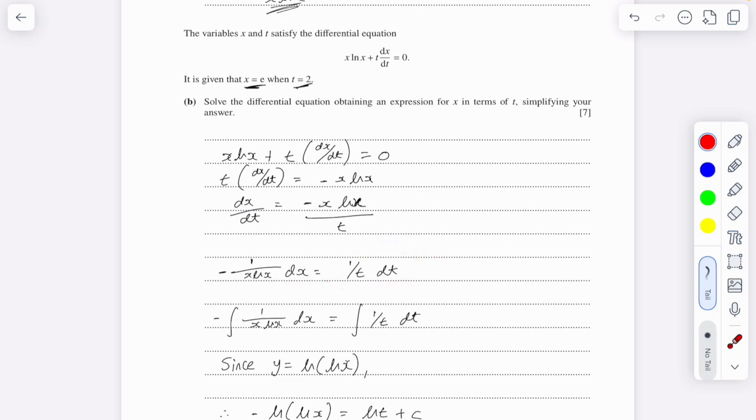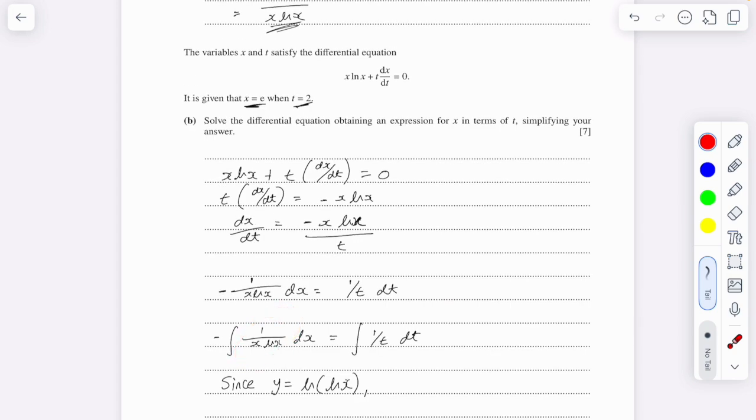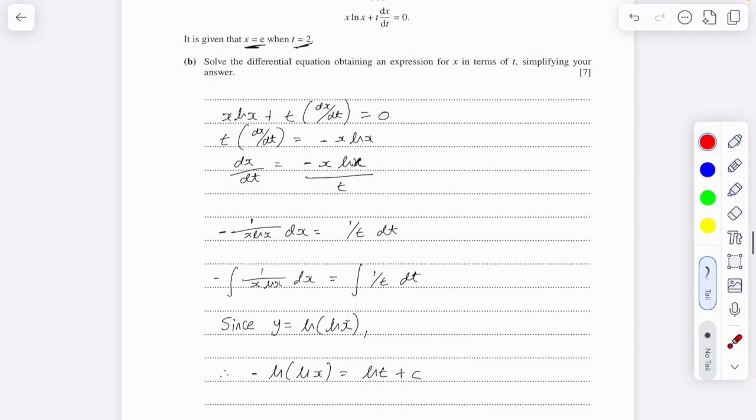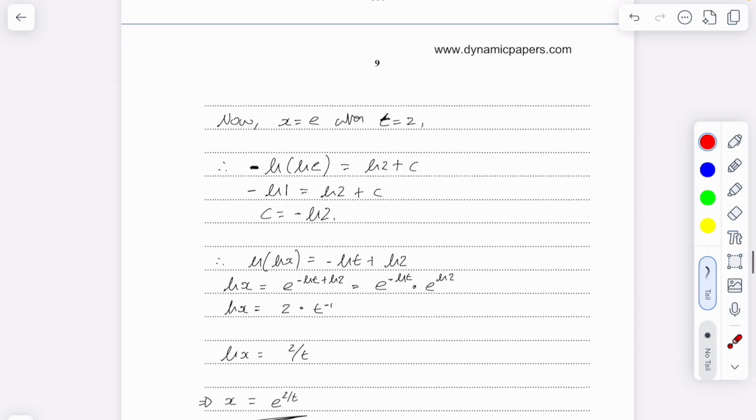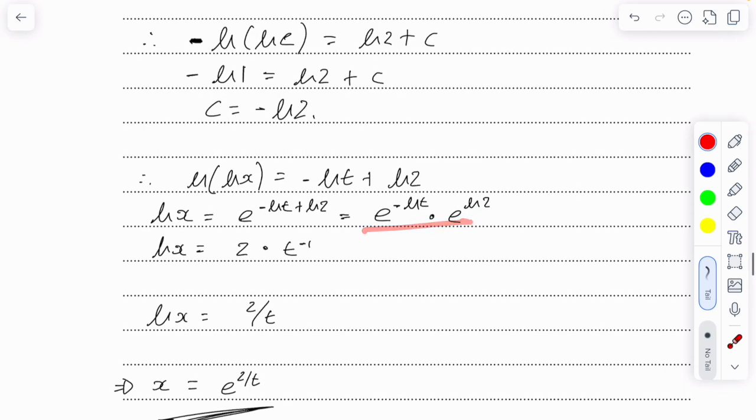And we also know that since y is equal to ln of ln x, this is going to turn into negative ln of ln x, because this is dy by dx. And then we get this here, apply the initial conditions, and then we just simplify from there. Raise everything to e, we get to this, and then we apply the logarithm rules. As a result, we get 2 times t to the minus 1, so x equals e to the power of 2 over t.